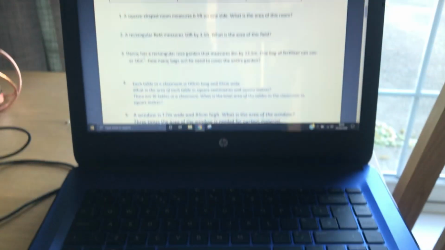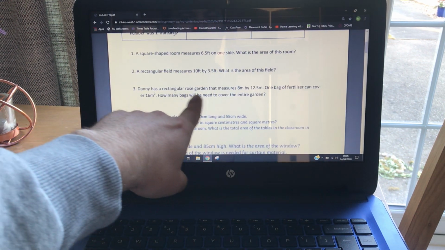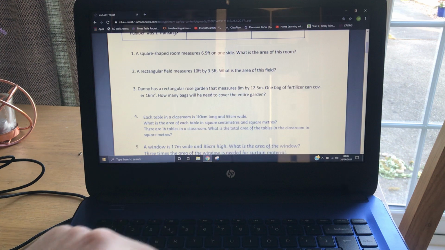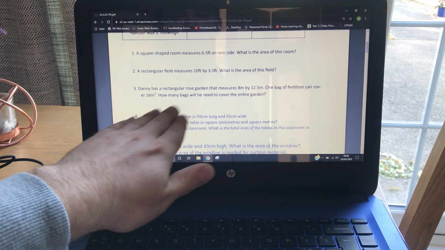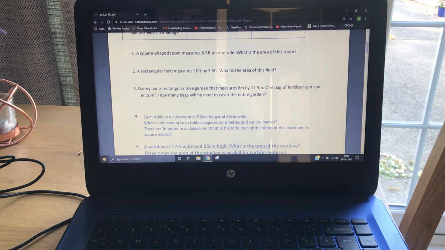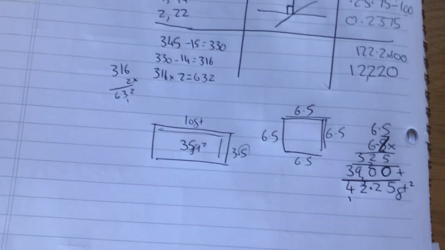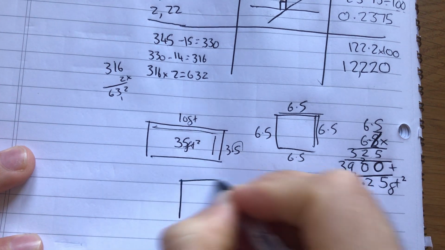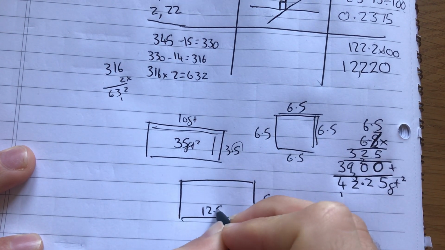Right, next one. Sorry, it's a bit far away. Danny has a rectangular rose garden that measures 8 metres by 12.5. One bag of fertiliser can cover 16 metres squared. How many bags will he need to cover the entire garden? Okay, first of all, let's find the area of the garden. So what's his garden? 8 by 12.5. So 8 metres by 12.5 metres.